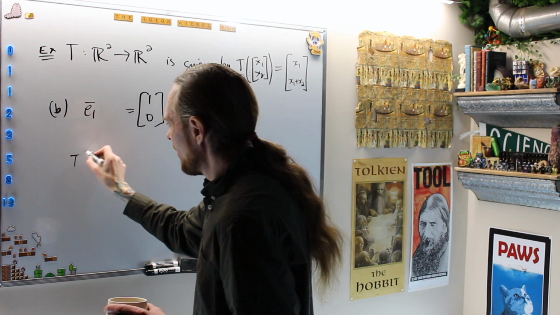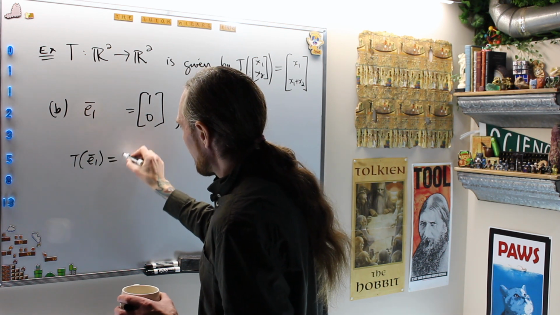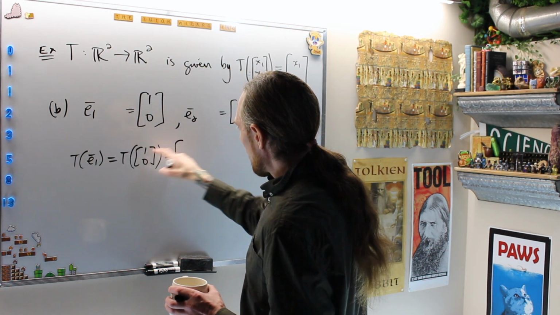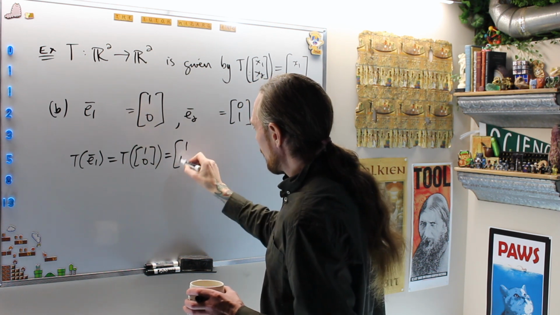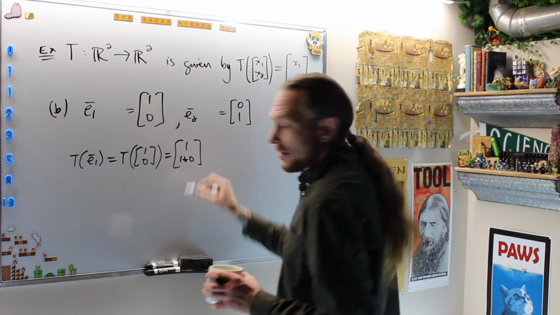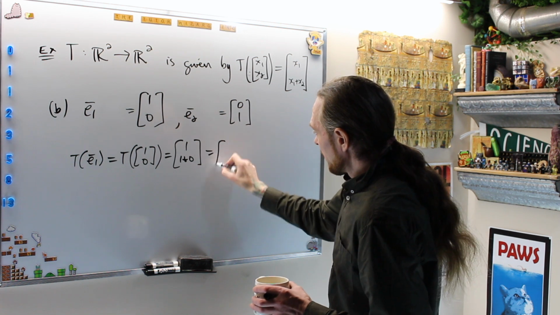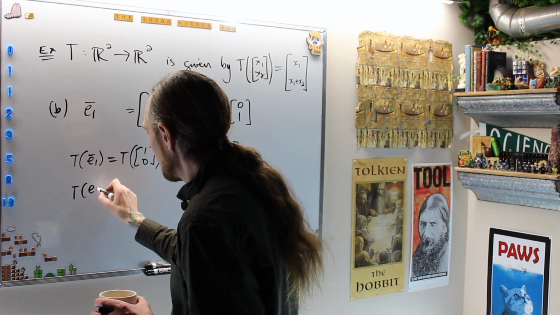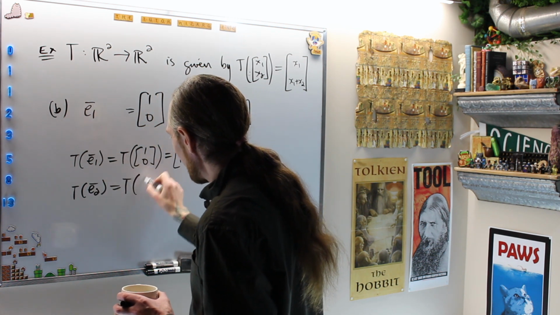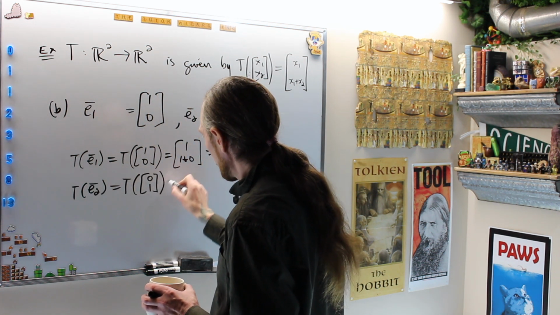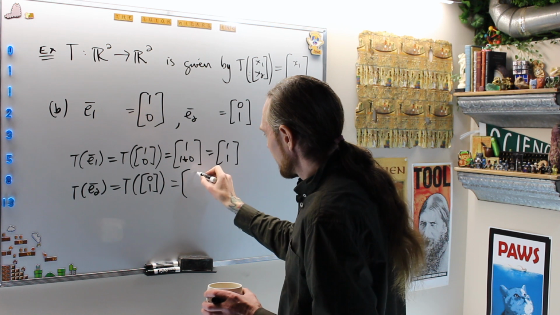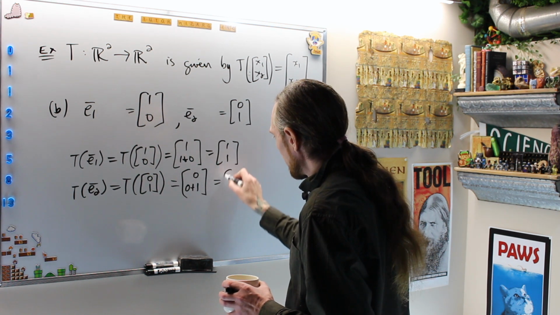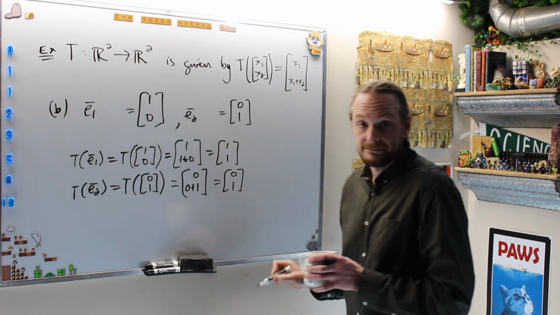What does T do to that? Well, T of E1 is T of (1, 0). It says I copy this out, 1, and then I do 1 plus 0, and that gives me (1, 1). What's T of E2? T of E2 is T of (0, 1), which is, it says you copy this guy out, and then you do this one plus this one, 0 plus 1, which is (0, 1).